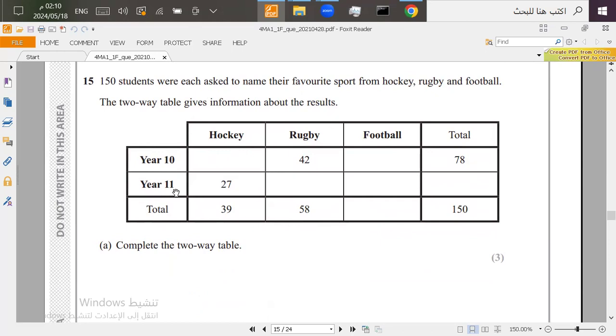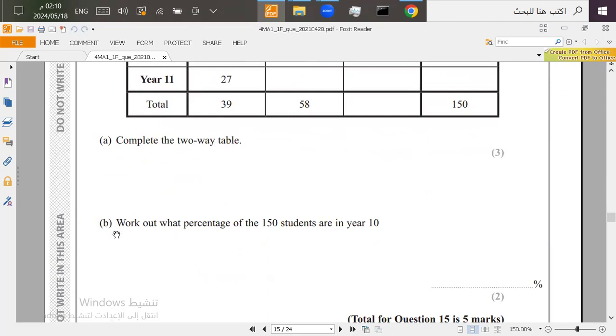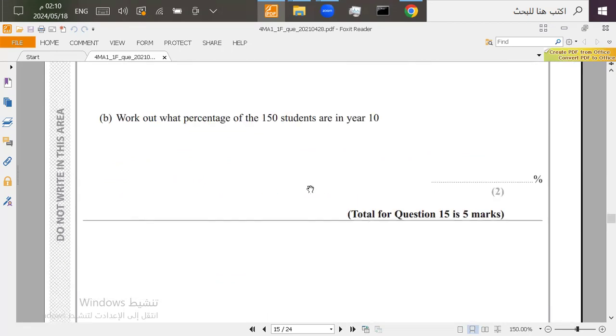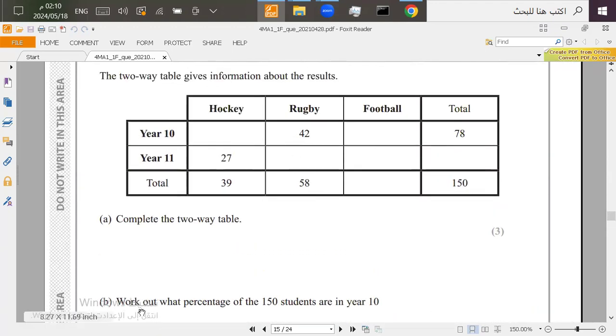Now, question A, complete the two-way table. So first we have to complete the table, and then we're going to answer question B. Question B: what percentage of the 150 students are in year 10? Now we will come to this after we finish the table. We're going to use it to answer question B. First, let's complete the table.